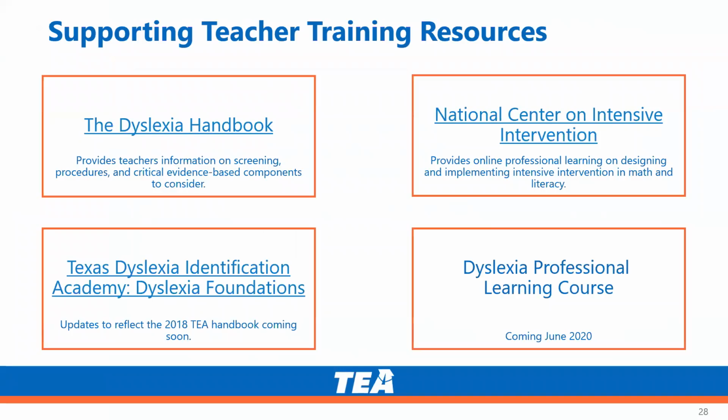Some resources that can help you address the component of teacher training include resources mentioned earlier, such as the Dyslexia Handbook and the Texas Dyslexia Identification Academy Dyslexia Foundation. Other available resources include the National Center on Intensive Intervention, which has professional learning on designing and implementing intensive intervention in both mathematics and literacy, and the new Dyslexia Professional Learning course, which provides professional learning for teachers working with this special population.